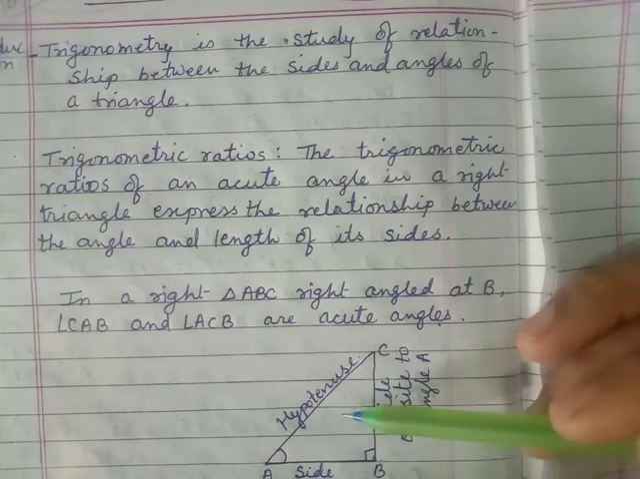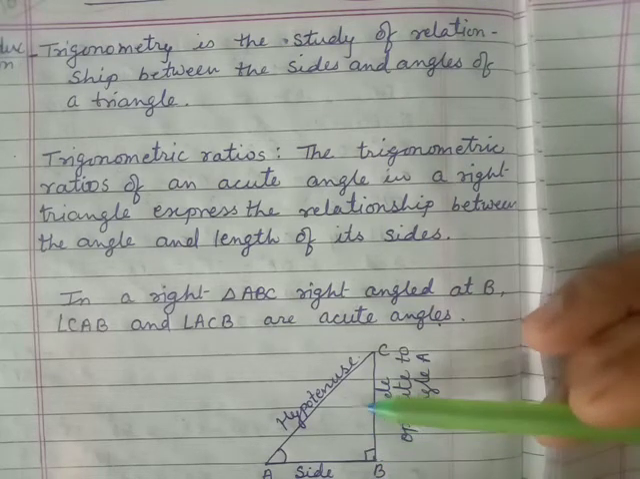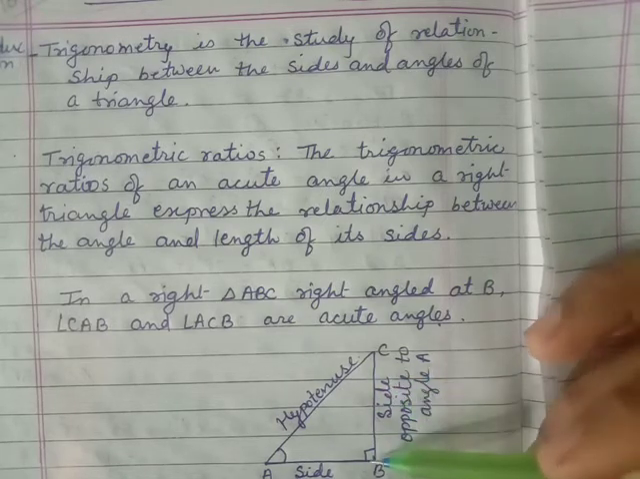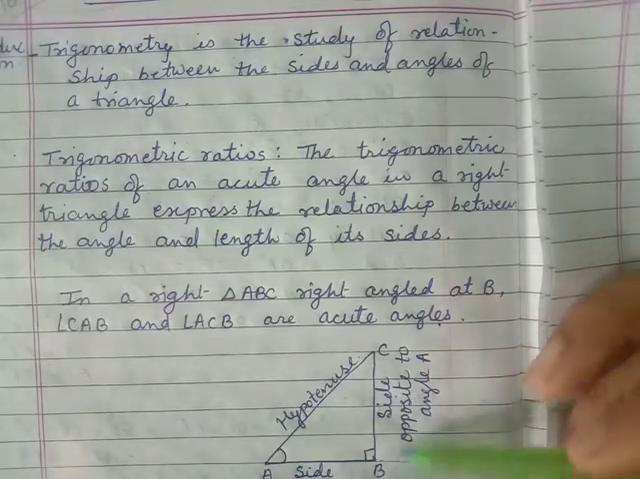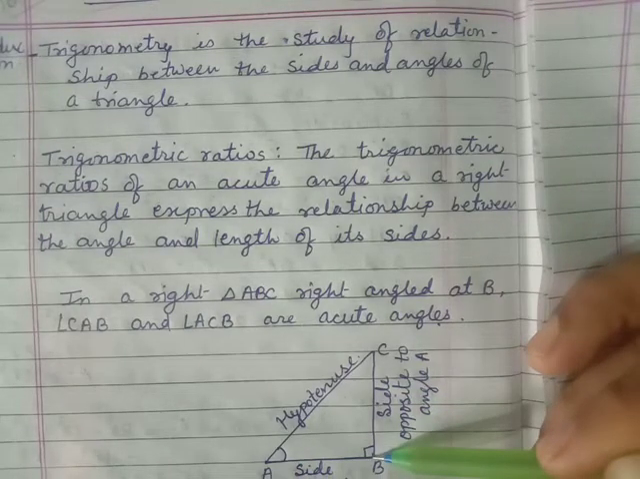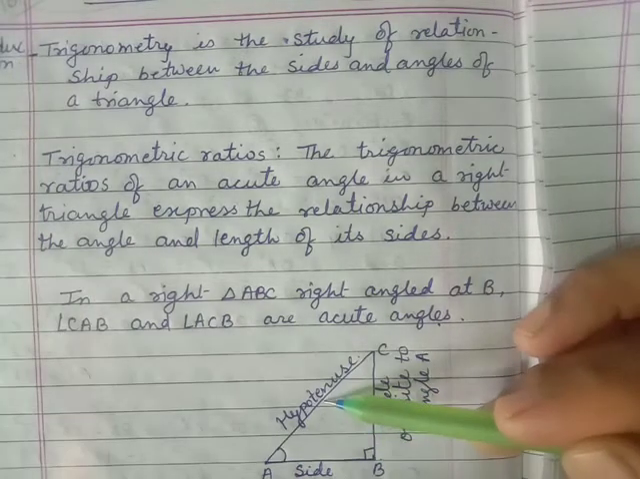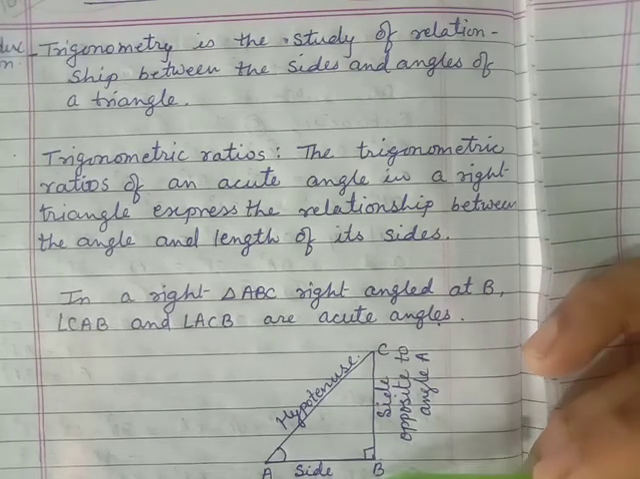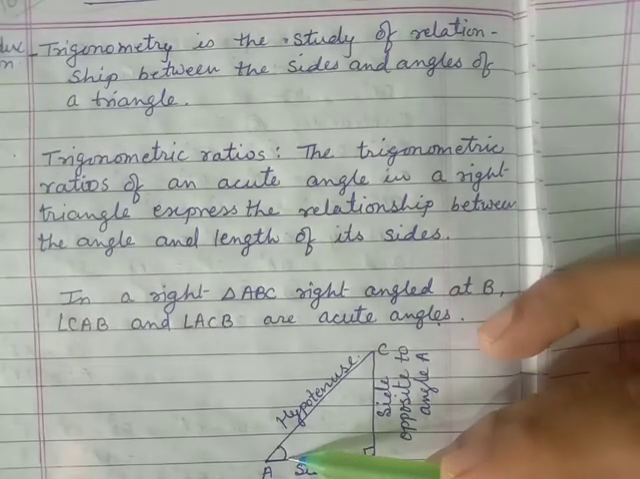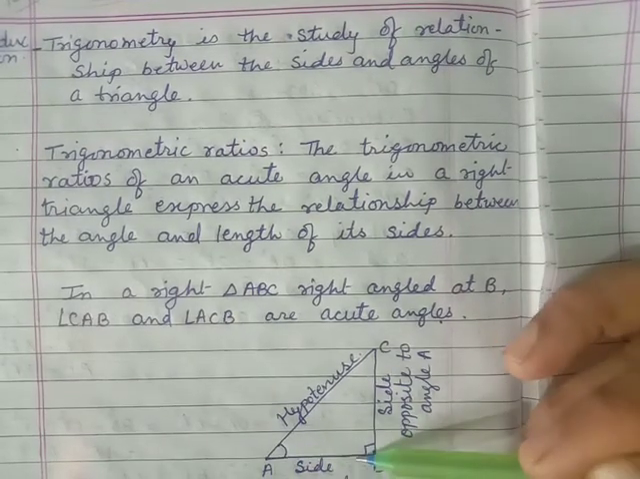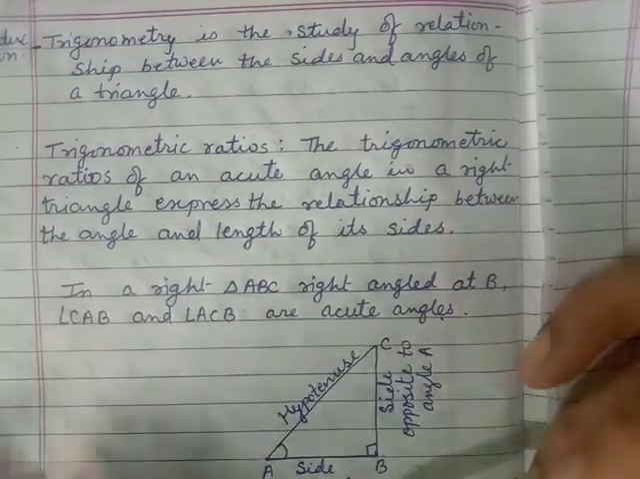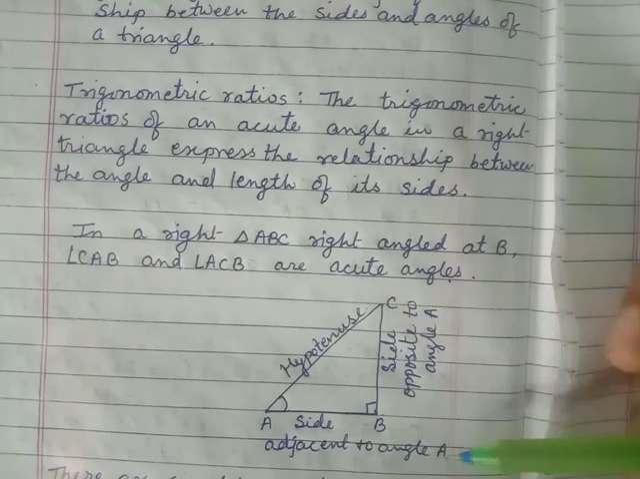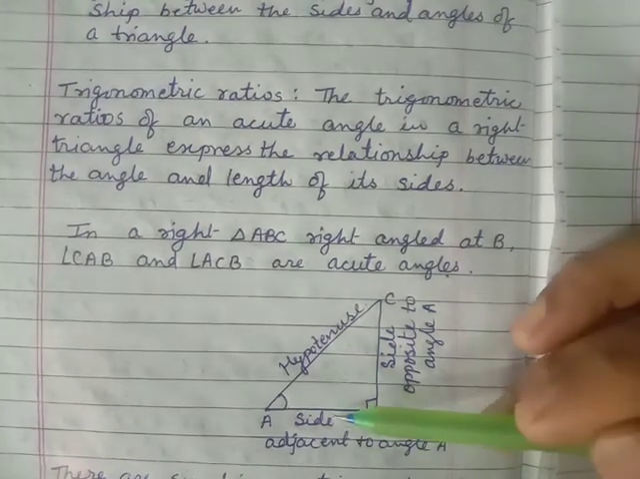So let us understand first of all what is hypotenuse and the other sides. This is a triangle ABC. This angle is 90 degrees. The side opposite to 90 degrees is the hypotenuse. Now this is your angle A, so this side is adjacent to angle A. This is called the side adjacent to angle A, or the base of the triangle.